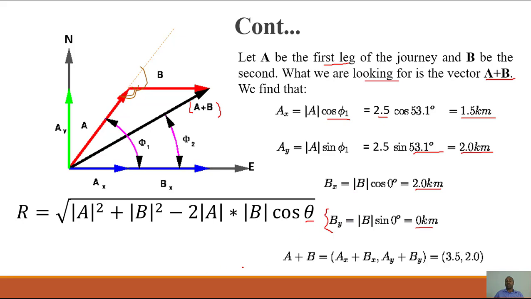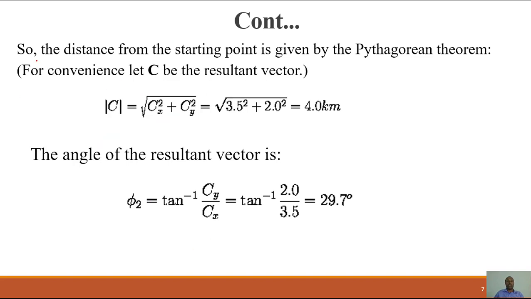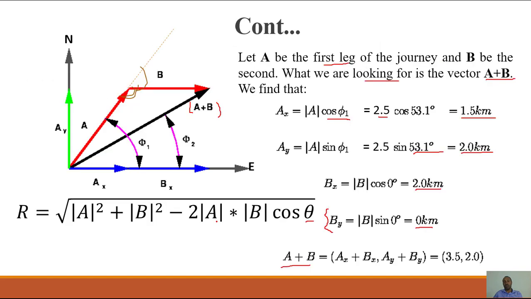Then finally we arrive. So A plus B is AX plus BX comma AY plus BY. This is just the summation A plus B, which is 3.5 comma 2. Then finally you can find the displacement, so the distance from the starting point is given by the Pythagorean theorem. For convenience, let C be the resultant vector, which is the square root of Cx squared plus Cy squared. Then the angle of the resultant vector is tan inverse of Cy over Cx.